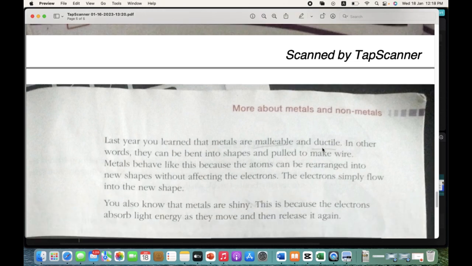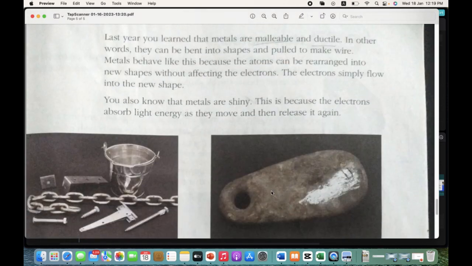Ductile. When you say metals are ductile, it means they can be drawn into wires. Metals can be heated up and drawn into wires. You can bend them into different shapes, that's malleability, and pull them into wire, that's ductility. Metals behave like this because the atoms can be arranged into new shapes without affecting the electrons. The electrons simply flow into the new shape that you have bent the metal into.